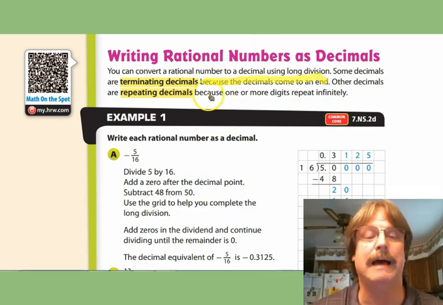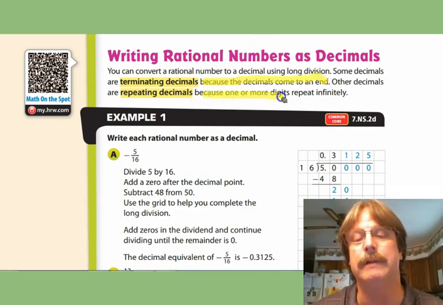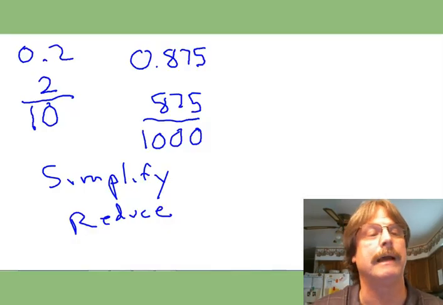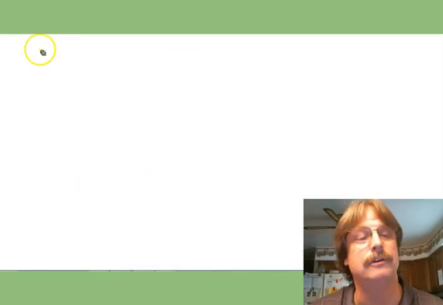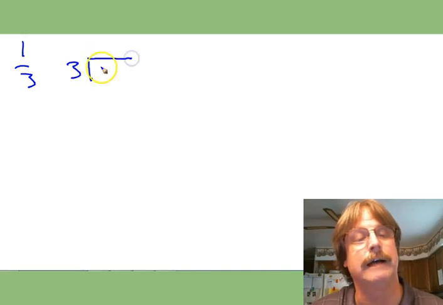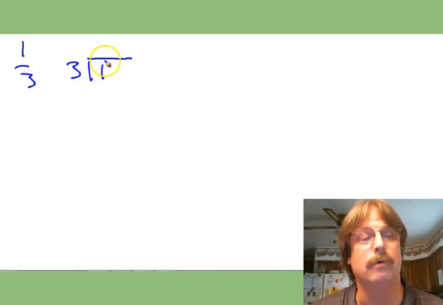But the other ones that we have is called repeating because they repeat indefinitely. I'm going to show you a real simple example. So let's just go ahead and do 1/3. 3 goes on the outside, divides into 1. Series of questions. 3 goes into 1 0 times. So I'm going to bring my decimal, add a 0.